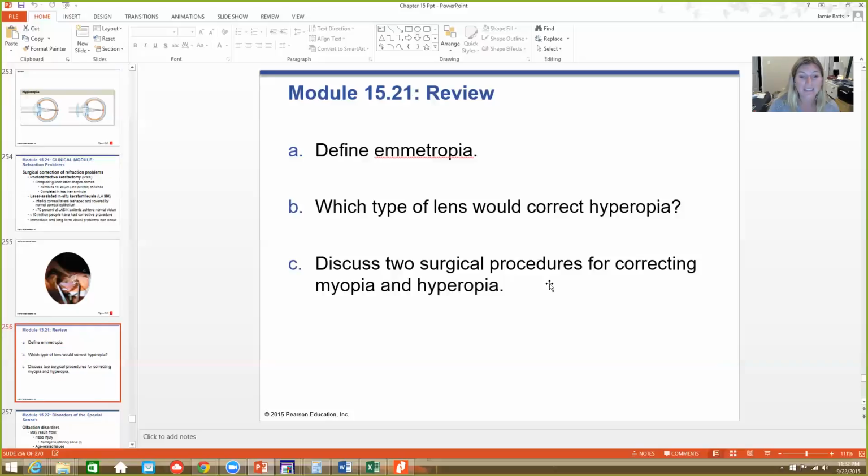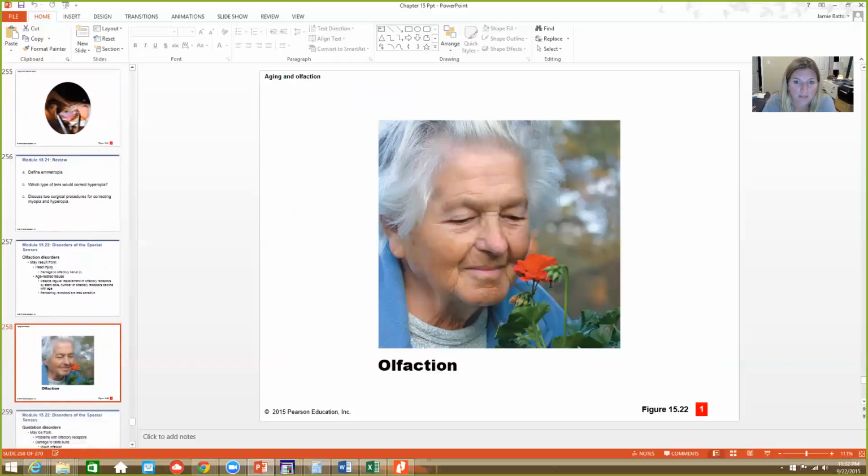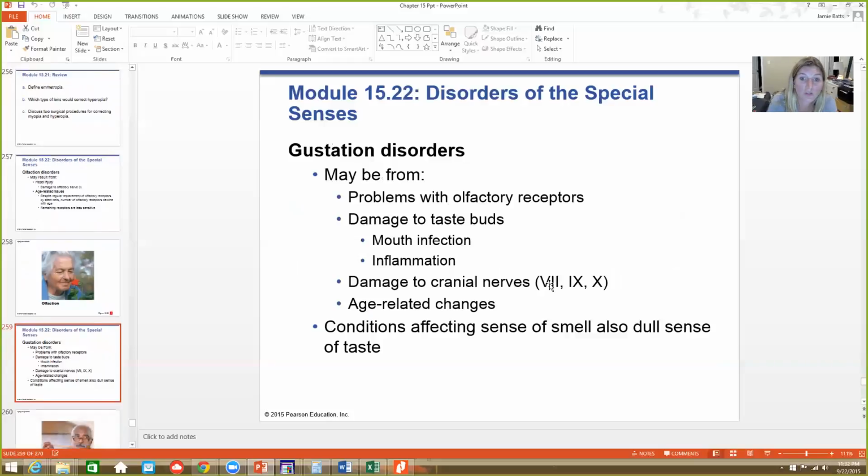We're going to talk about disorders now, going all the way back to our first sense, which was olfaction. Olfaction disorders can result from head injury or any age-related issues where our receptors become less and less sensitive. Gustation disorders could develop from olfactory disorders as well, or there could be damage to taste buds from some type of inflammation or mouth infection. There could also be cranial nerve damage or general age-related changes where our taste receptors become less sensitive.